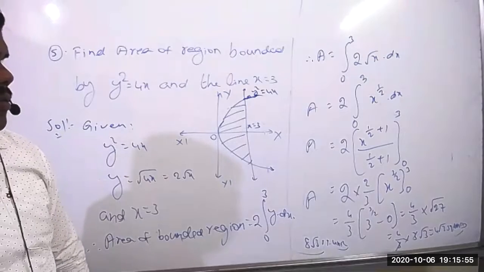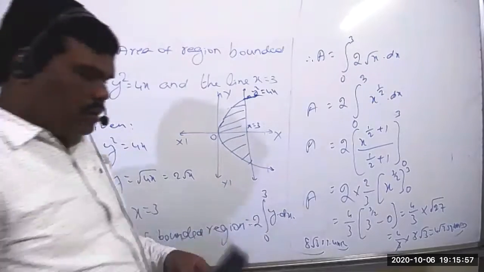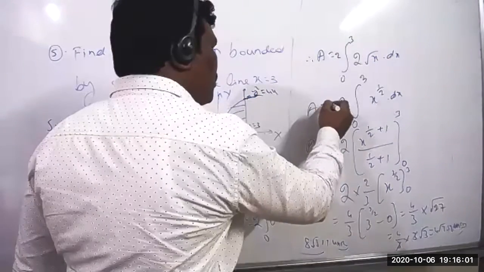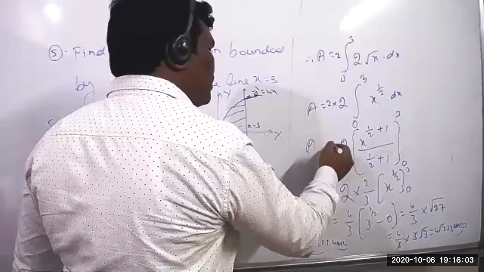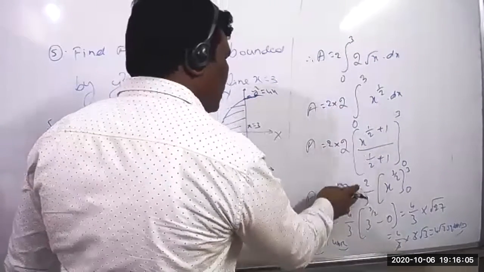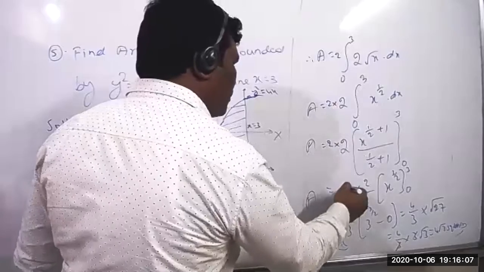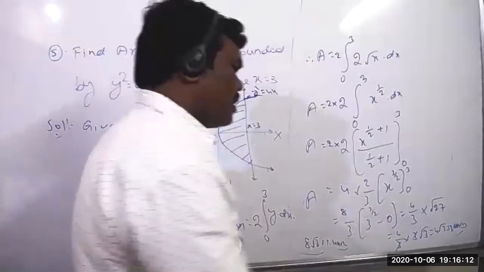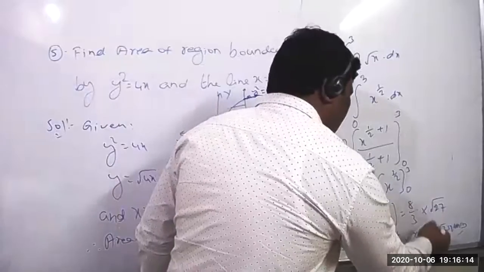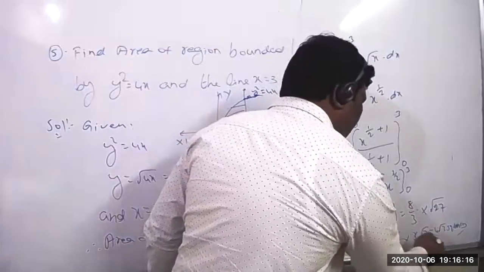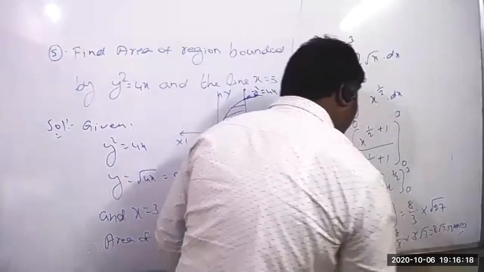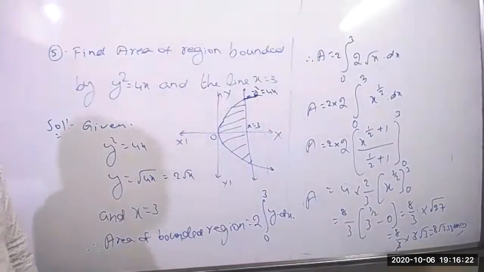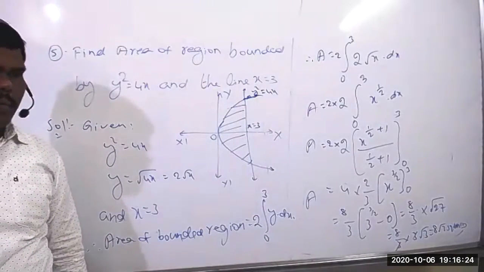Or else, you do one thing: in the problem itself you can write the starting 2. Here also you can write 2 into 2. This is directly, if you want, you can write 2 2s are 4. This is 8, this is 8, this also 8 by 3 into this one. Clearly you can write 8 root 3. Okay, that is also fine.